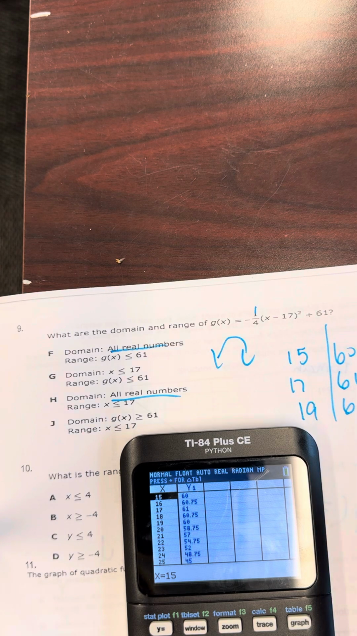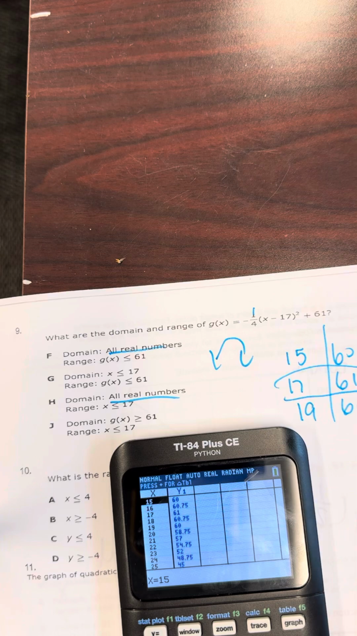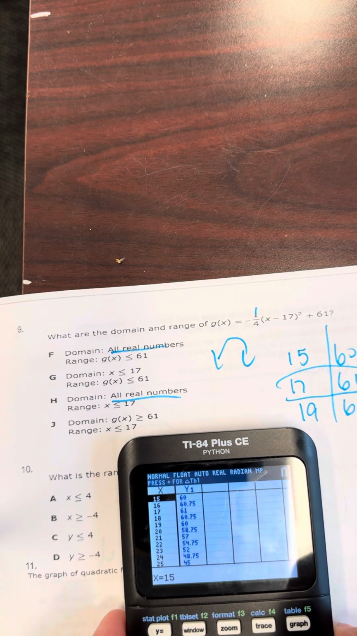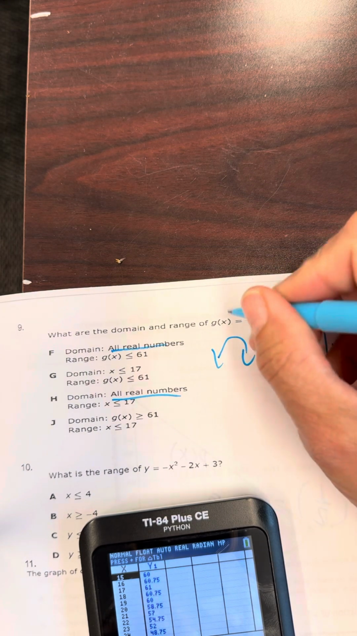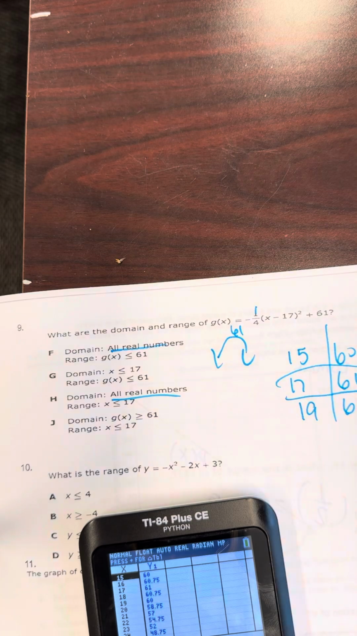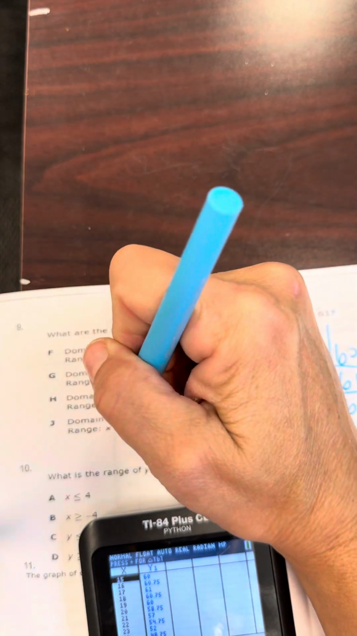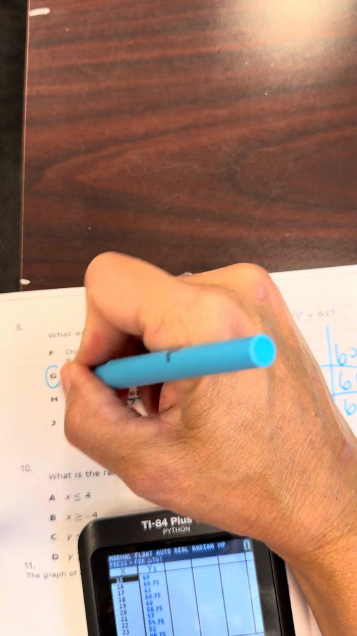And that makes this your vertex. So since that is your vertex, then your range, so the highest point is going to be at 61. It goes all the way up as high as 61. So it's going to be less than or equal to 61. The range is not part of your x.